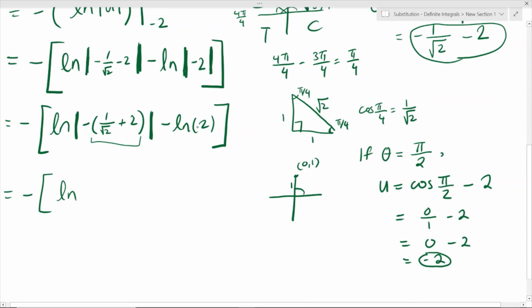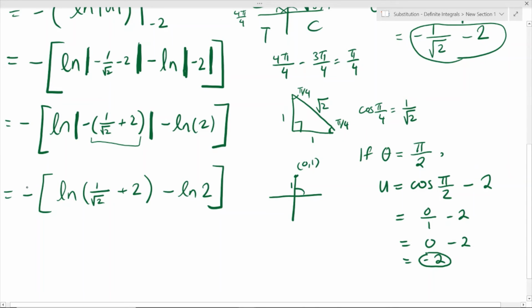Once we do that, kind of like how we did here, right? We got rid of the absolute value signs once we changed it to positive. So get rid of the absolute value signs, get rid of the negative signs. So 1 over square root 2 plus 2, close bracket, minus ln 2, close bracket, just like that.